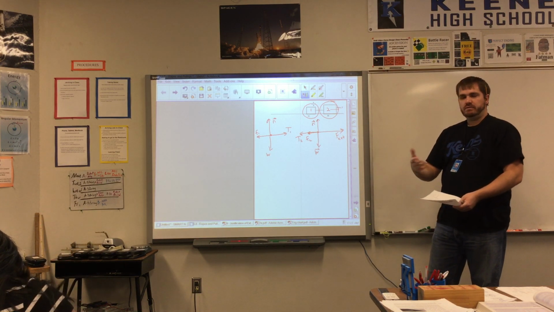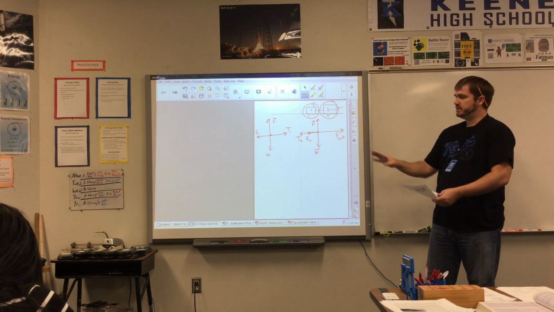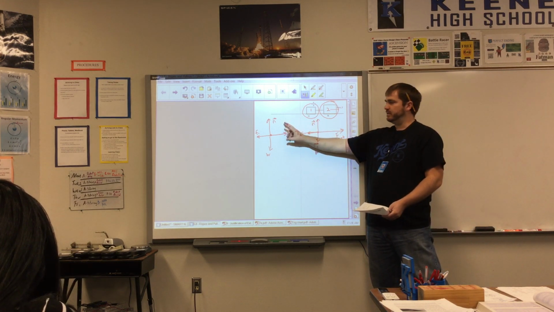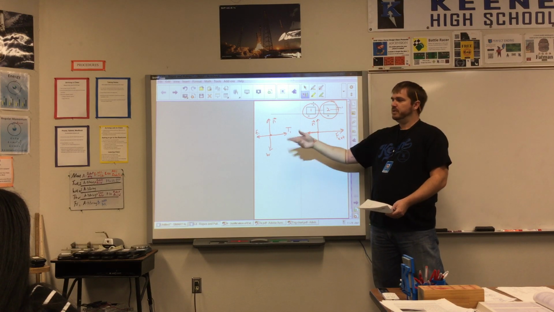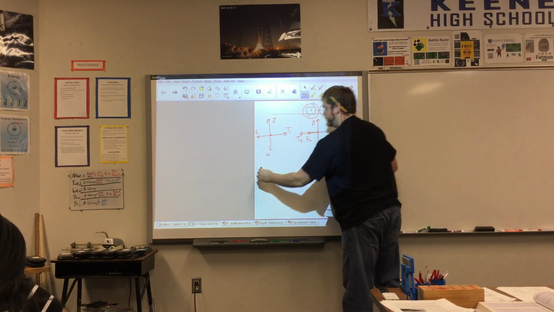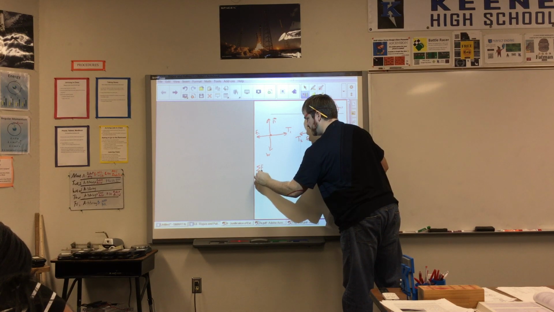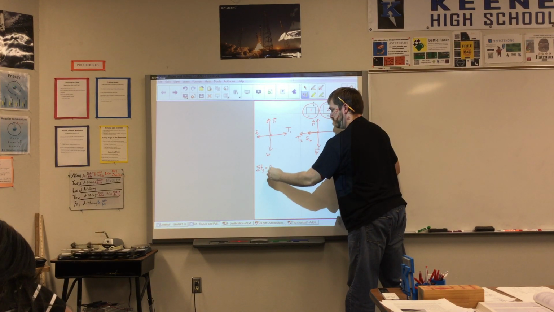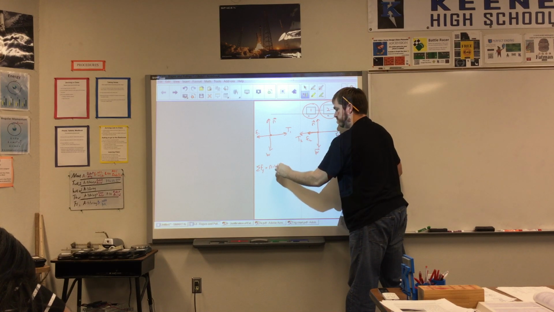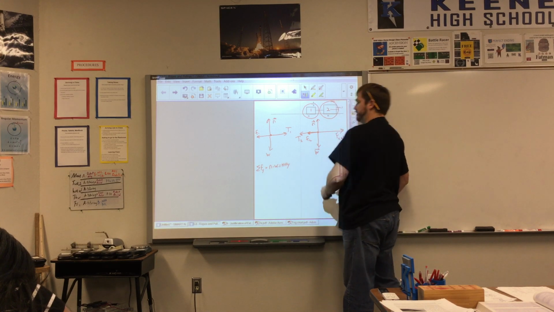Okay, let's go ahead and write Newton's second law for each one of these. Now, which Newton's second law is easy to write for these? Oh, why? The y is easy. Okay, so summation of forces in the y direction, normal going up minus weight going down equals mass times acceleration in the y direction.